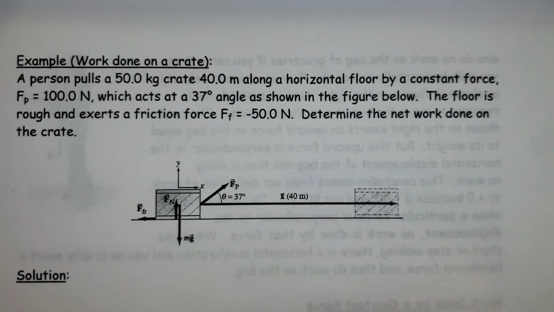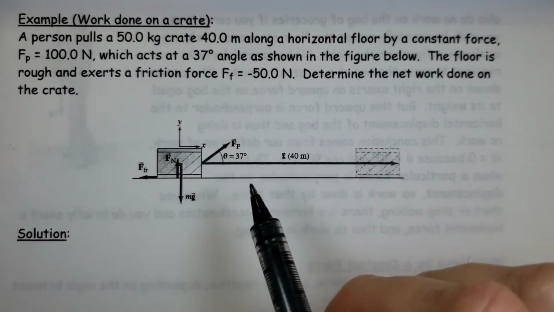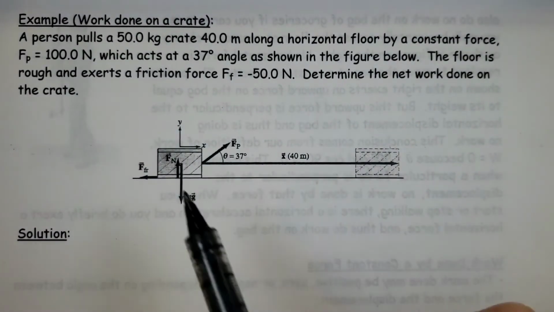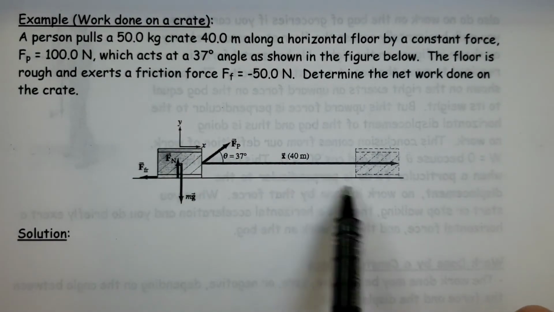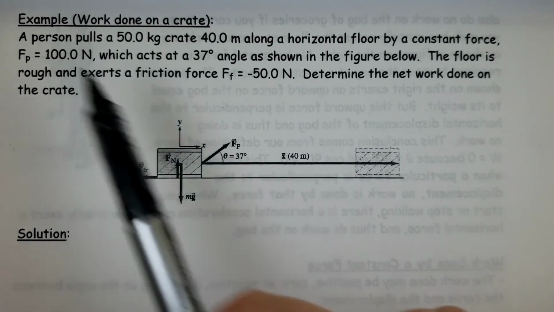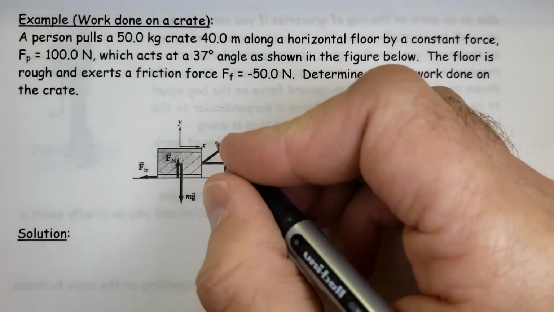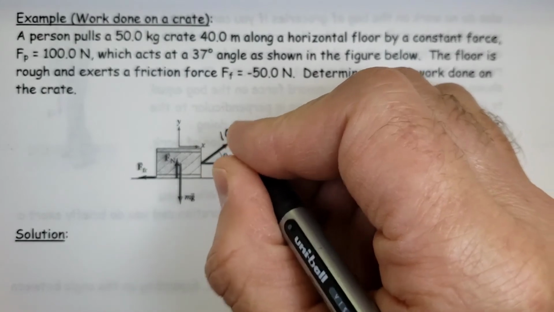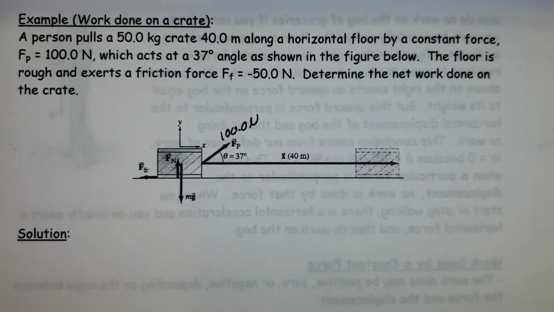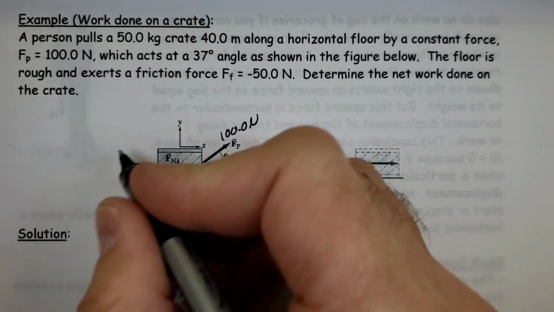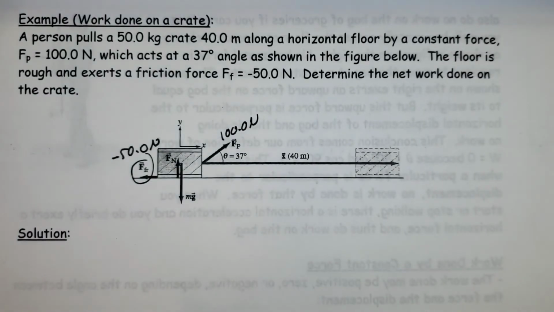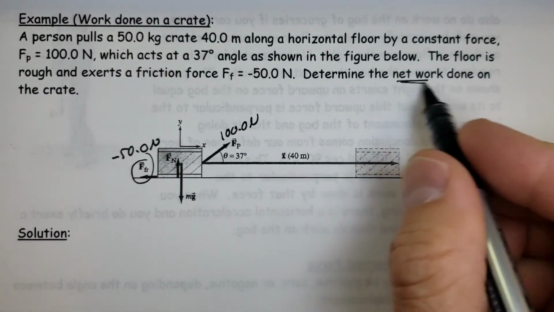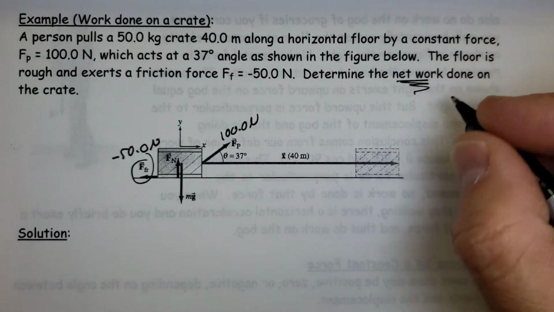Okay, we'll look at the example on the 3rd page. So we'll look at pulling at an angle, maybe something else. A person pulls a 50 kg crate along a 40 meter surface, as you see here, by a constant force of 100 newtons. So that's this pull right here. That angled force is 100. The floor has friction working 50 newtons against you. So there we have that friction force. Determine the net work being done.